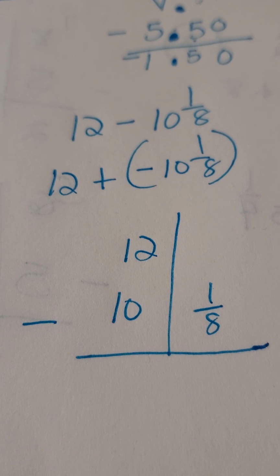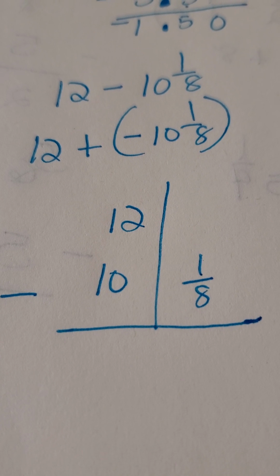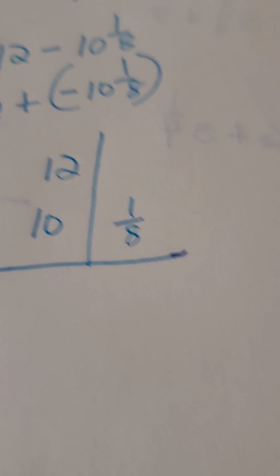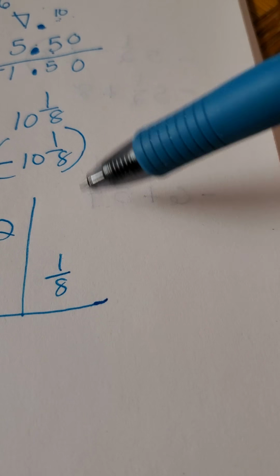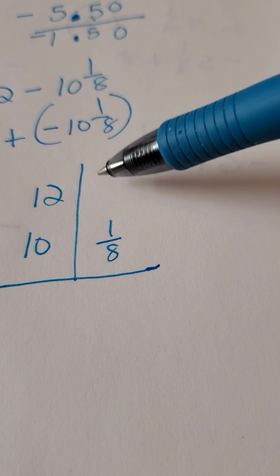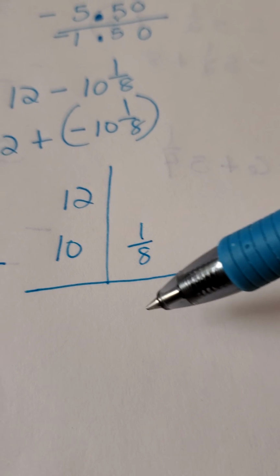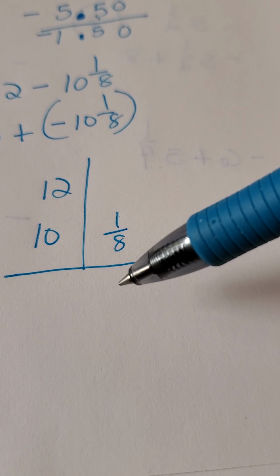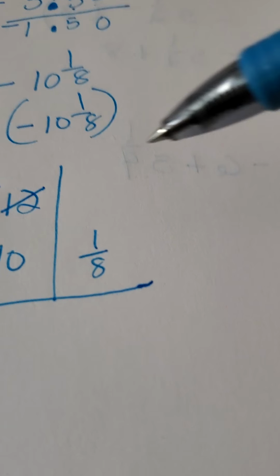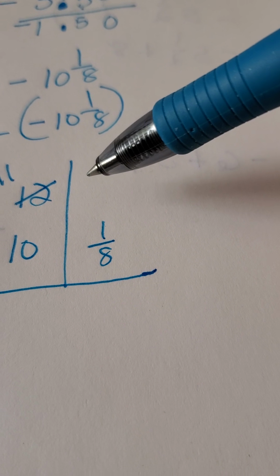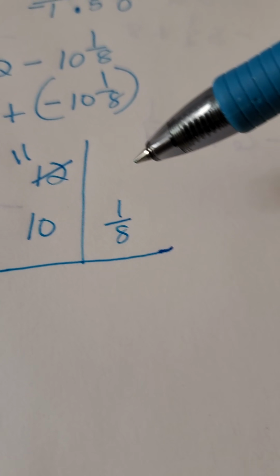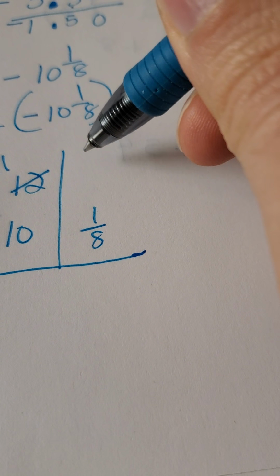Once again, which number is larger? The 12. 12 is larger than 10, so 12 goes at the top, 10 and 1/8 goes at the bottom. So here we have 0 take away 1/8. We have nothing here, we can't take it away. So we have to borrow from the 12. This becomes an 11. And then for this, the best denominator, well, we have 1/8 here, would be 8 over 8.